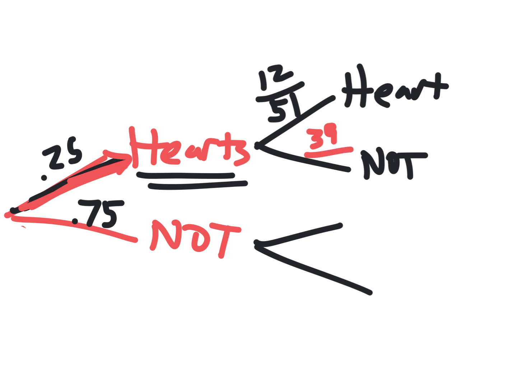But there aren't 52 cards anymore. There's 51. That's what makes this dependent. That's one of the answers you're going to have to write down. It's dependent because it depends. Did you get a heart or not? Do you get how it depends? Because if you got a heart, then it's this probability. If you didn't get a heart the first card, then it's that probability. So if it depends on what you got before, it's dependent.